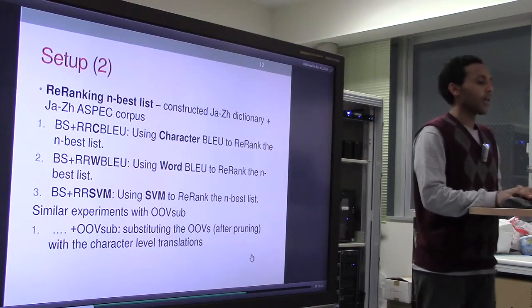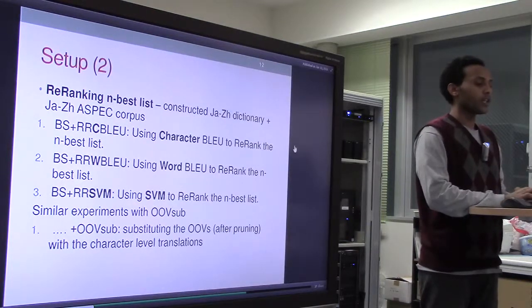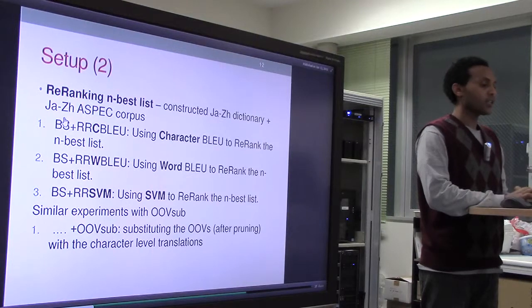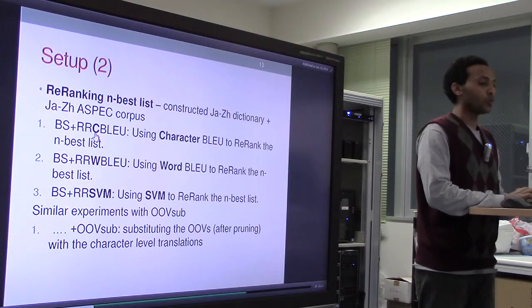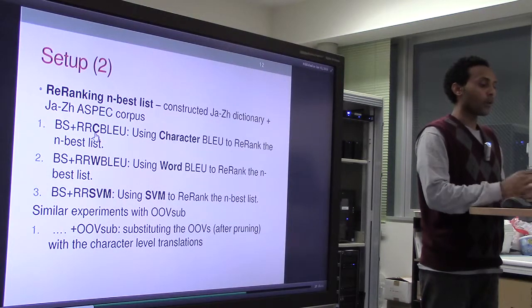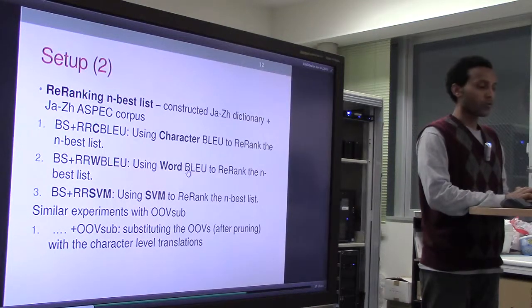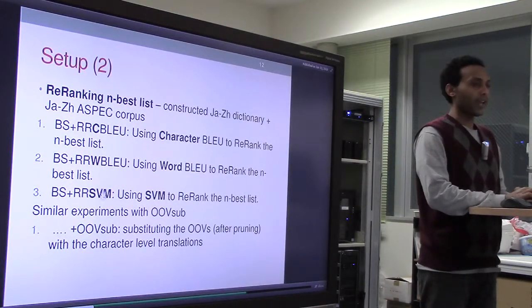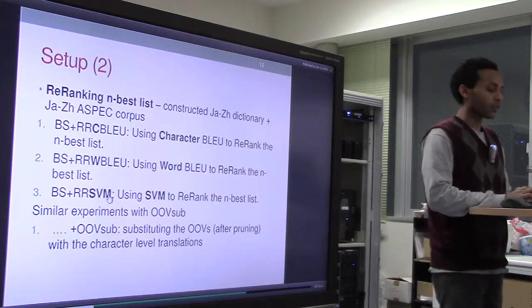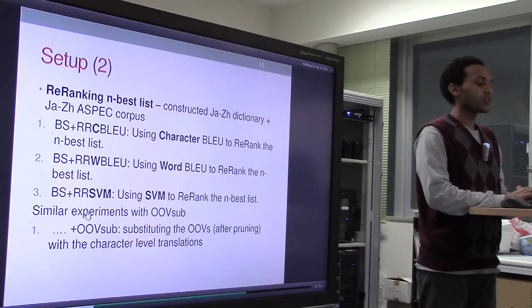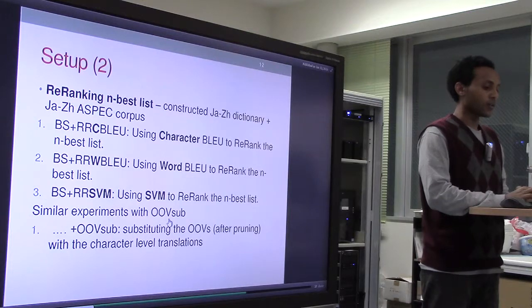So for re-ranking the n-best list, they used the generated Japanese-Chinese dictionary and a Japanese-Chinese corpus. So the best setting was using character BLEU to re-rank the n-best list, another one is using word BLEU score to re-rank the n-best list, and the third one is using an SVM classifier to make the re-rank. And then similar experiments were done by adding the out of vocabulary substitution strategy to this setup.